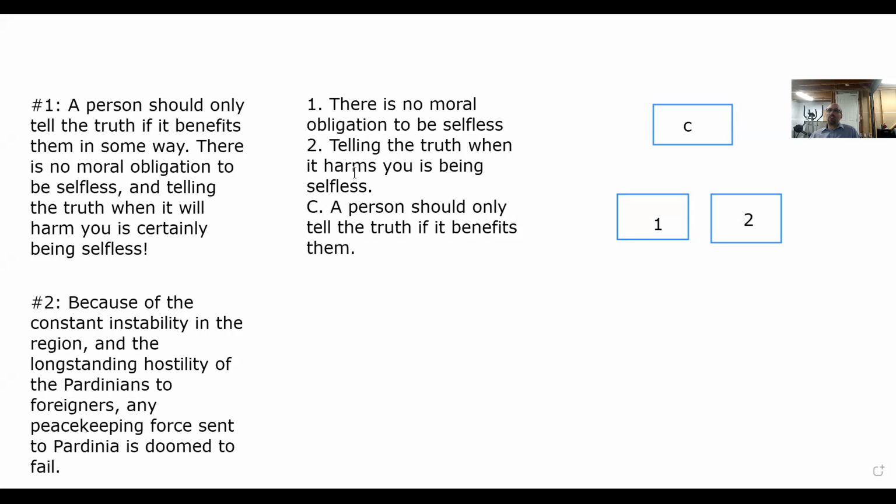Similarly, telling the truth when it harms you is being selfless. Therefore, a person should only tell the truth if it benefits them. Again, where are we getting this idea of right and wrong, of morality, from? They only really make sense together. Again, it seems like a rule, and the condition for the rule is being satisfied. So we seem to have another example of link support.